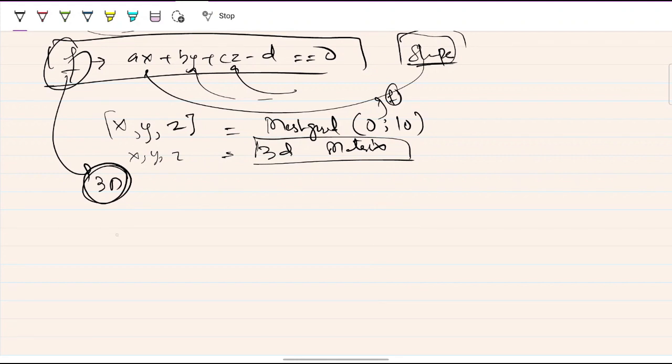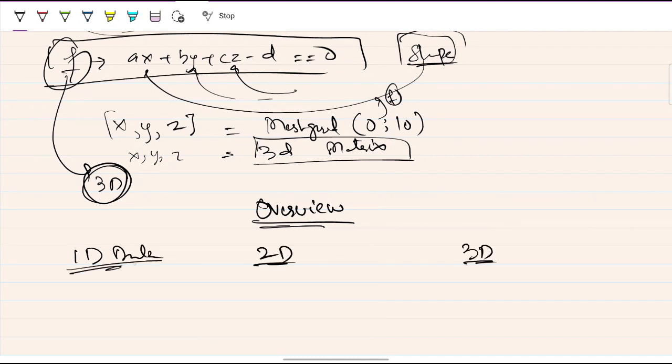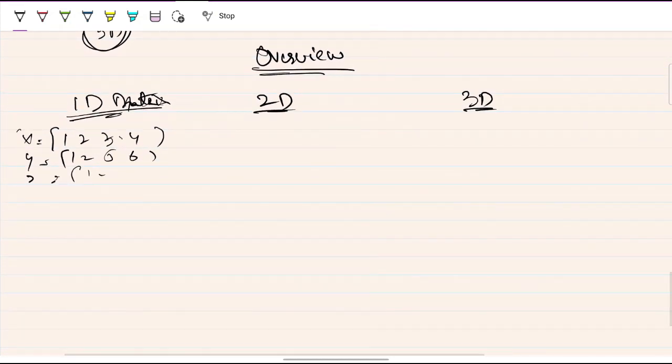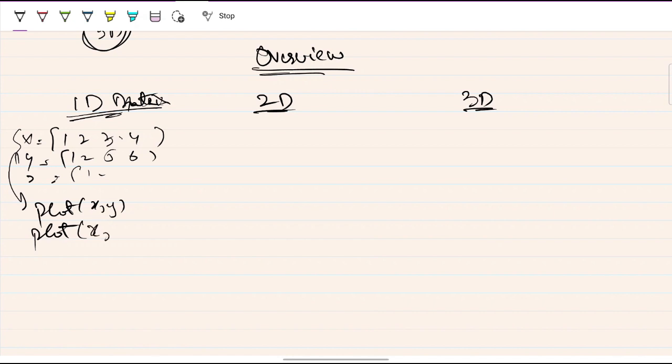Let me give an overview first. This is a 1D matrix, 2D matrix, and 3D matrix. But look at the functions that will be used to visualize these plots. If you have a 1D matrix like this, x is 1 2 3 4, y is like 1 2 5 6, that will also be 1D. Since it is for two variables, you can use a function like plot(x, y). For three, you can use plot3 for 3 data points.